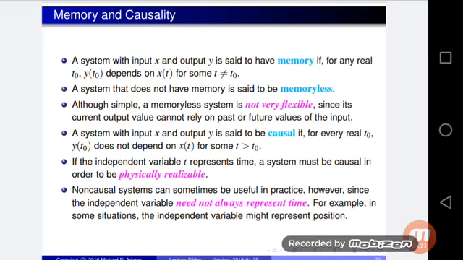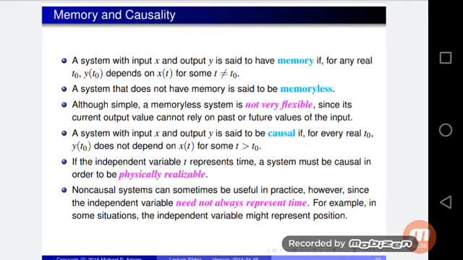And the fourth point: a system with input x and output y is said to be causal. We know x and y are the input and output, so these are the causal inputs and outputs. For every real t naught, y does not depend on x of t where t is greater than t naught.